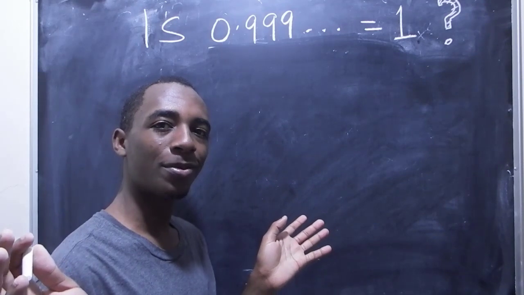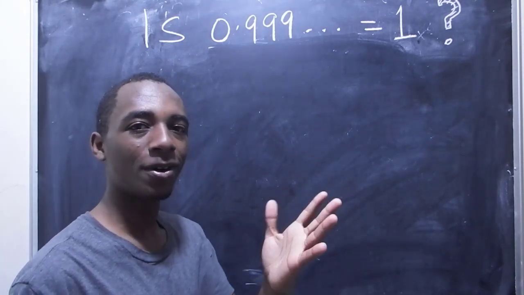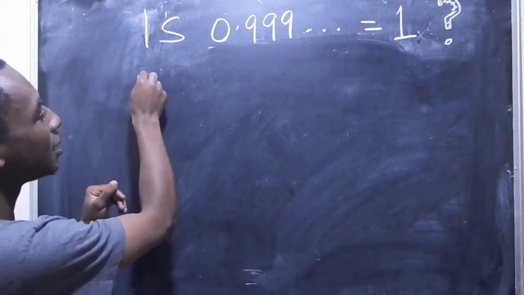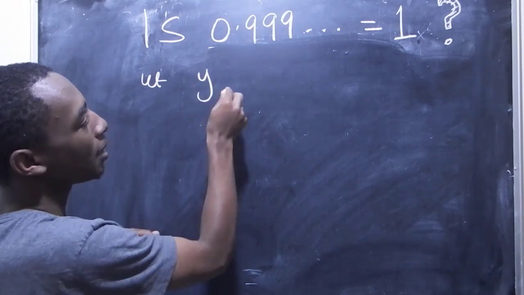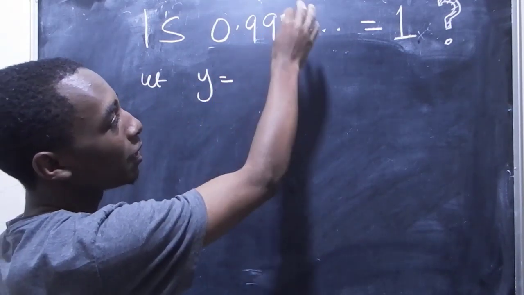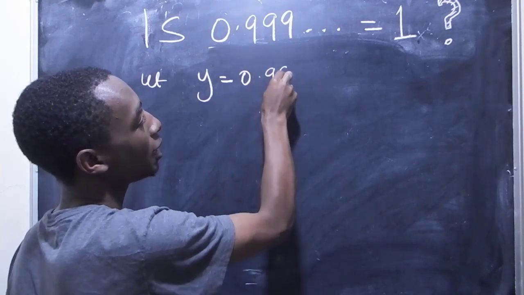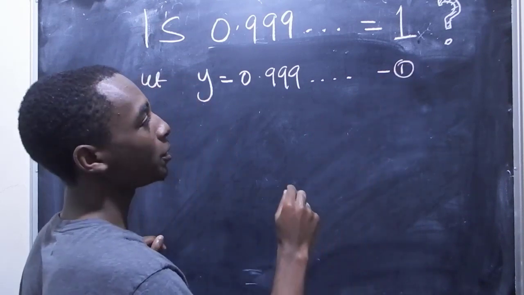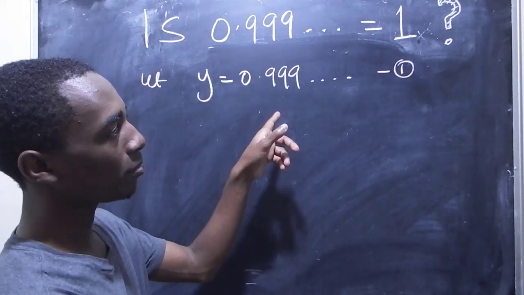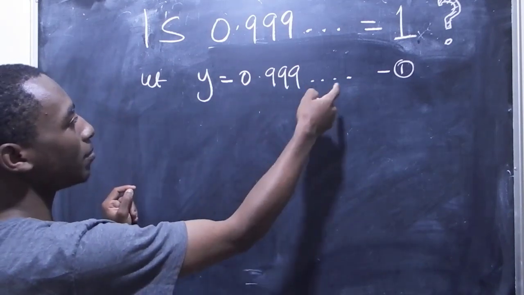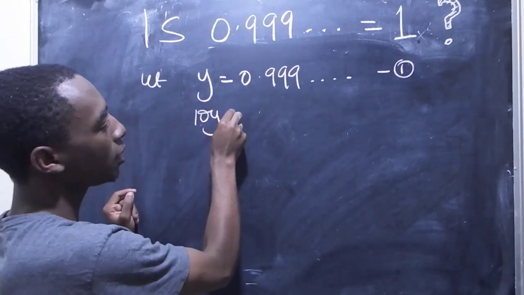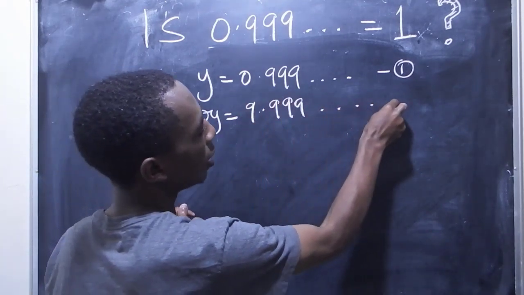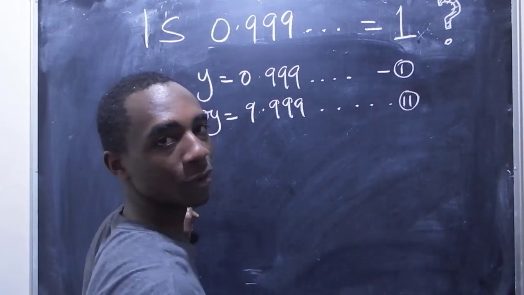The first one is an elementary method which anyone can understand, and the second one requires a little bit of geometric progressions. Now I'm going to let some variable y be equal to this recurring decimal 0.999 and so on, and let me call that the first equation. Then I'll multiply this equation by 10, so I have 10y equal to 9.999 and so on. I'll call that equation 2.